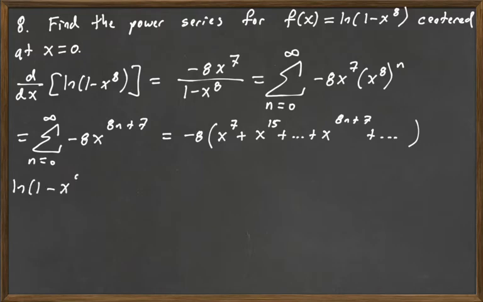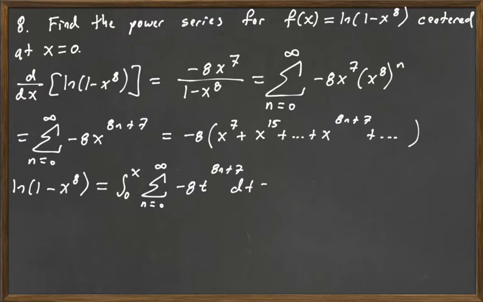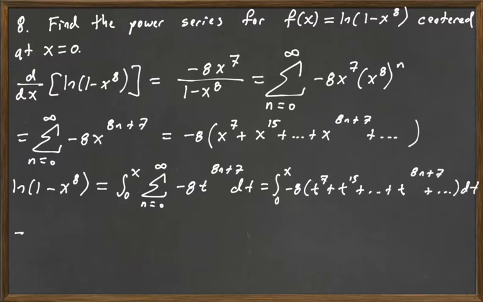So the natural log of 1 minus x to the 8th is going to be equal to the antiderivative. We'll go ahead and do the definite integral from 0 to x of the sum n equals 0 to infinity of negative 8 t to the 8n plus 7, so we're going to use a different variable t here. So it's going to be the integral from 0 to x of negative 8 times t to the 7th plus t to the 15th plus dot dot dot t to the 8n plus 7, and keep going, and we're going to integrate with respect to t.